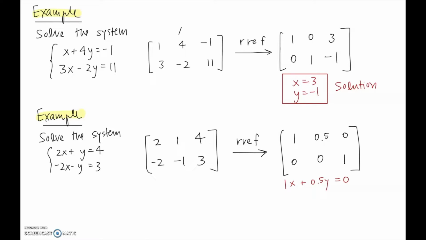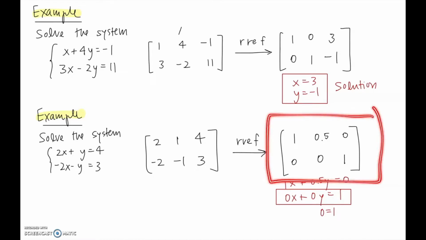And then the bottom row tells me that 0x plus 0y equals 1. So 0x plus 0y equals 1. This right here is a big red flag because this is telling me that 0 equals 1. That can never be true. So this system here actually has no solutions because we've come up with a false statement.